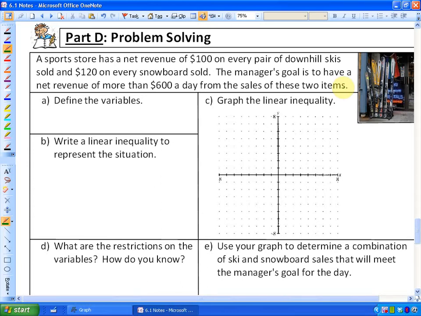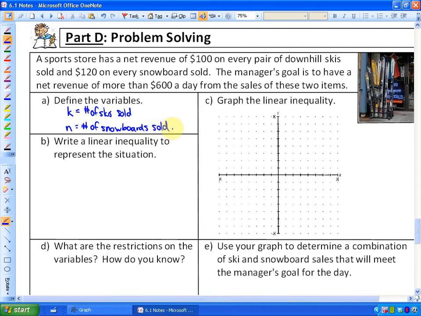So first thing we're going to do is define the variables. The two variables here are how many skis they sell and how many snowboards they sell. So I'm going to use K, because they both start with the letter S, so we're going to choose some other variable. K is going to represent the number of skis sold. The next thing I'm going to do is have N, because it's the second letter in snowboards, represent the number of snowboards sold.